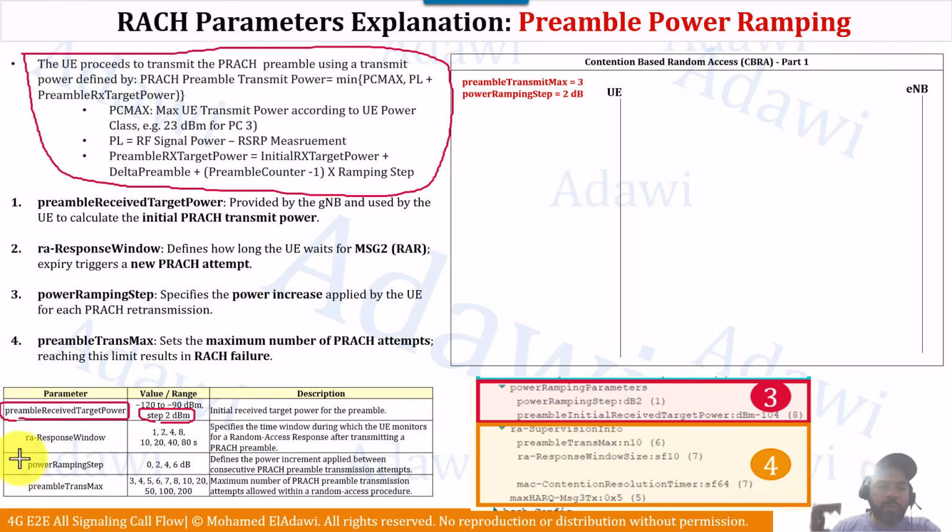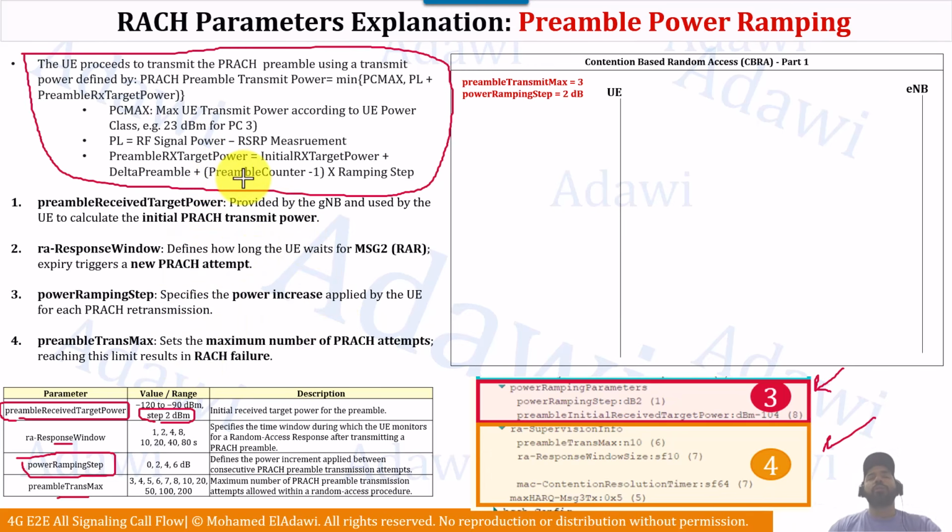And the other parameter is called power ramping step. So I'm going to discuss these two and also the other two, which are called the preamble transmission maximum and RA response window. So here, this is discussing part of the ramping parameters or power parameters, and also part of the supervision parameters, as we discussed in the very beginning of the high-level introduction. So the first part is related to the power.